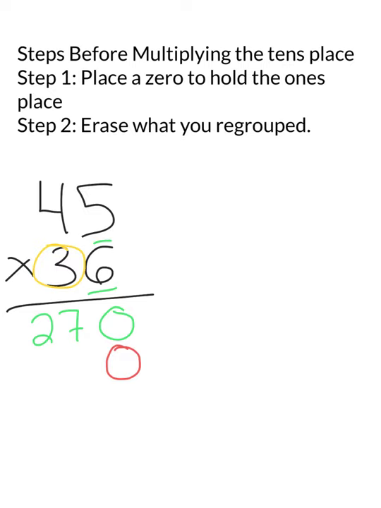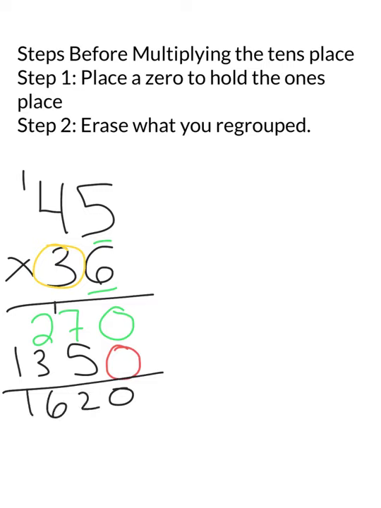So we're going to multiply 3 times 5, which is 15. Put your 5 and regroup your 1. 3 times 4 is 12, plus 1 more is 13. And then you can add the partial products. And you should get 1,620.